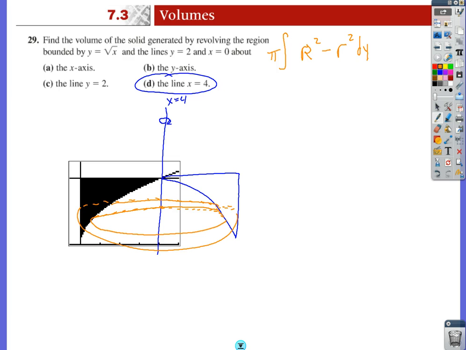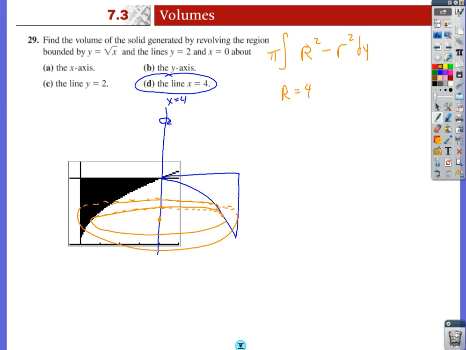So what's big R? Big R goes from the center of rotation to the outside ring that goes all the way out here. And no matter where I choose a radius, my big R stays exactly the same. It doesn't move. It's always going to be that distance. What is that distance? 4. So big R is always 4.